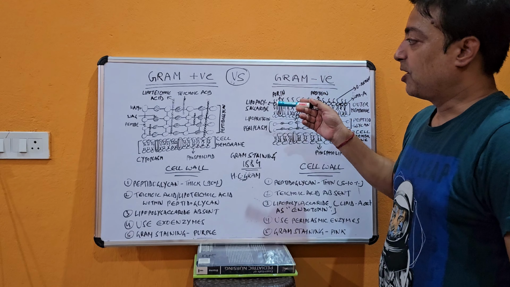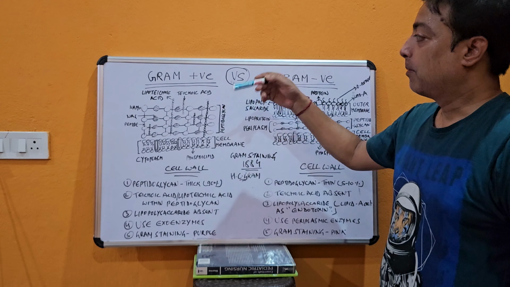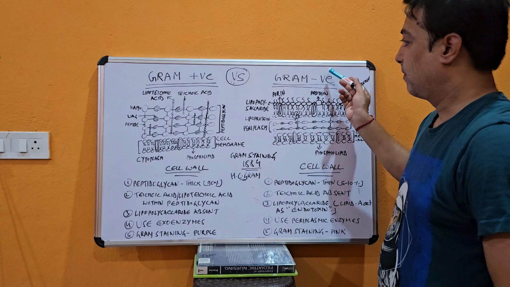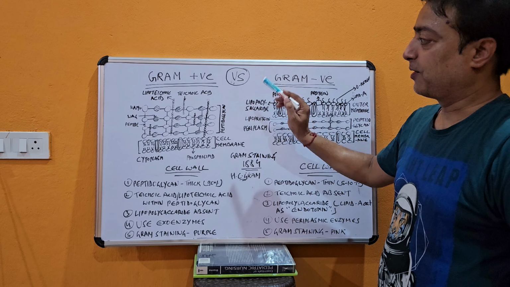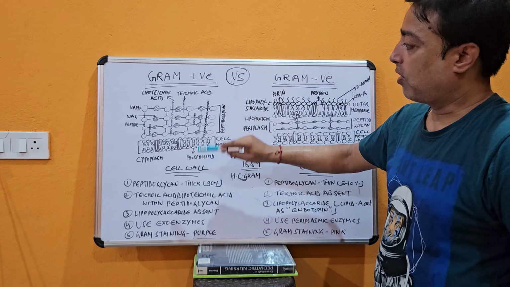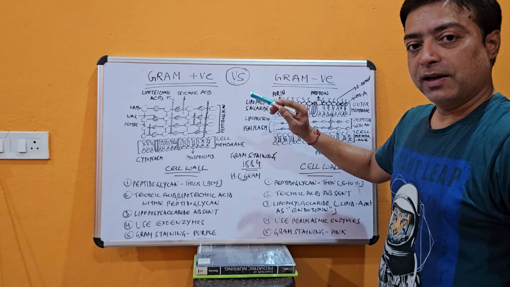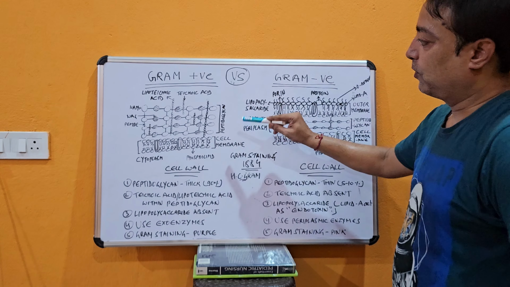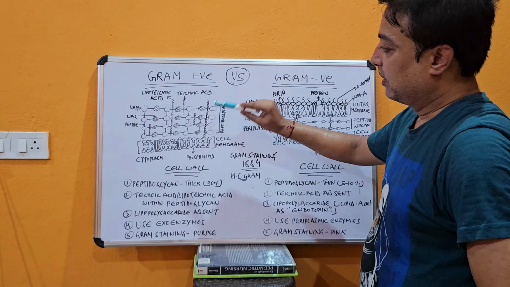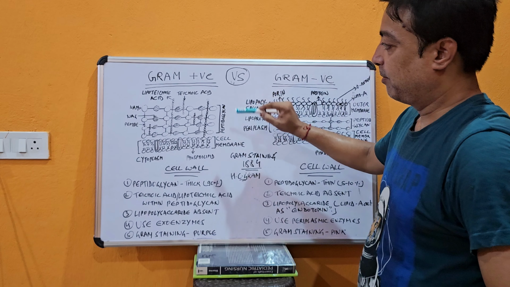So in detail we are going to discuss what the difference is between gram positive bacterial cells and gram negative bacterial cells. Starting with the gram positive bacterial cell, this is the cross section of the cell membrane and cell wall of the bacterial cell. One by one we are going to check what the structure is and what components are present in this bacterial cell.